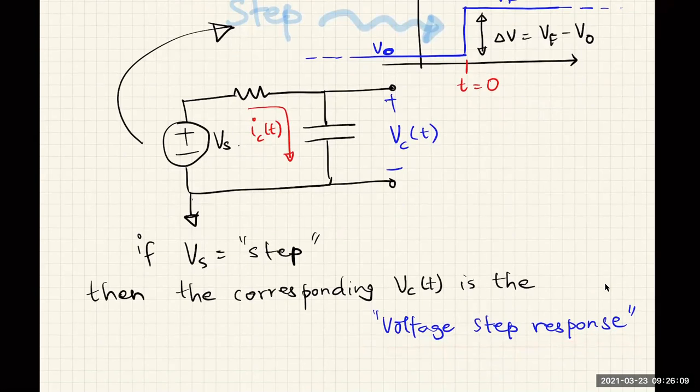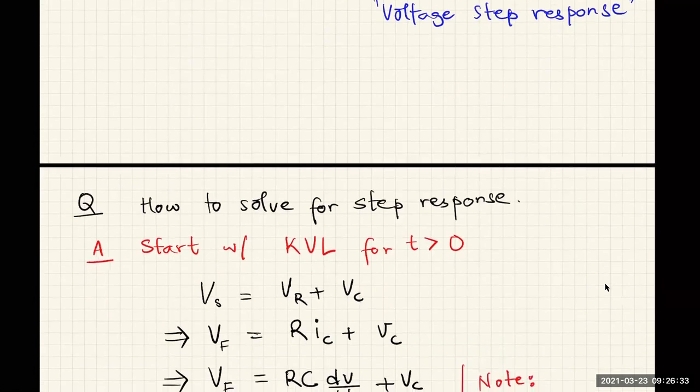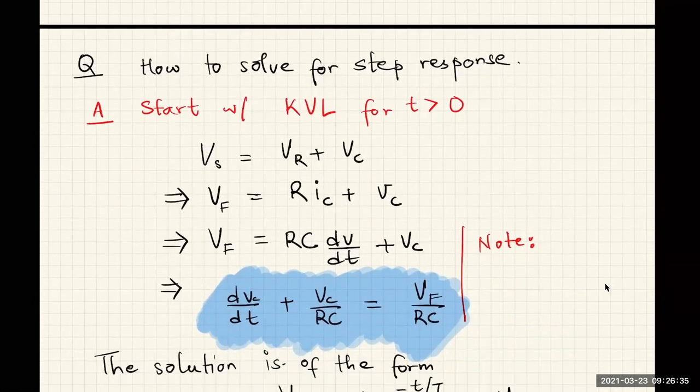Okay, so I can also be monitoring the current through the capacitor, and as soon as I step the voltage Vs from V0 to Vf, then this current will also have some dynamics. And this dynamic behavior of that current is what we call the current step response of the circuit. Okay, so that's just it. It's the response to a step voltage in the source.